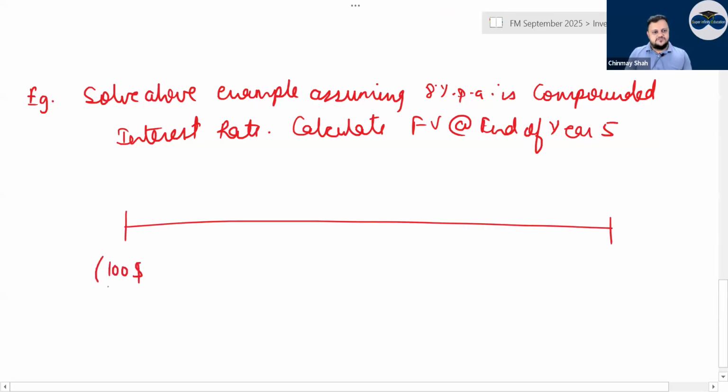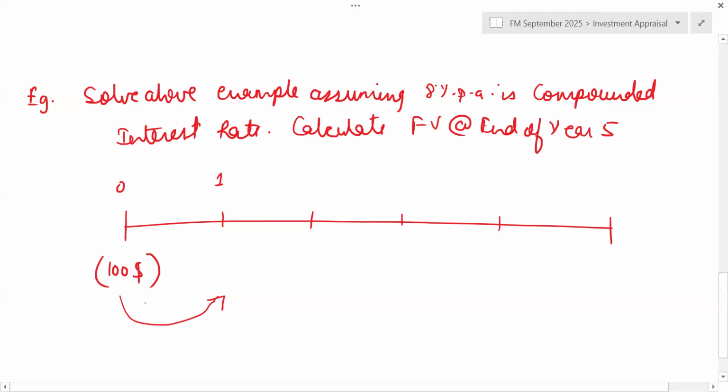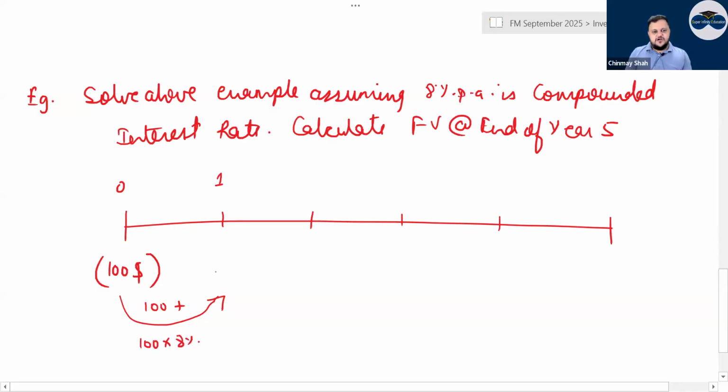You invested $100 now. Let's say the probability is 1, so 100 with an 8% increase will be there. If you had invested for only 1 year with compounding interest, how much would it be at the end of the first year? Tell me. 108. So 100 plus 100 into 8%, which is 108, right?